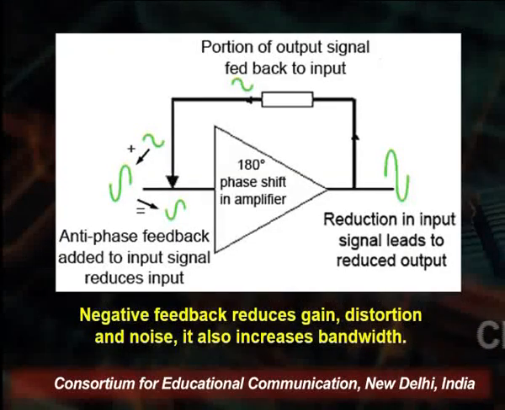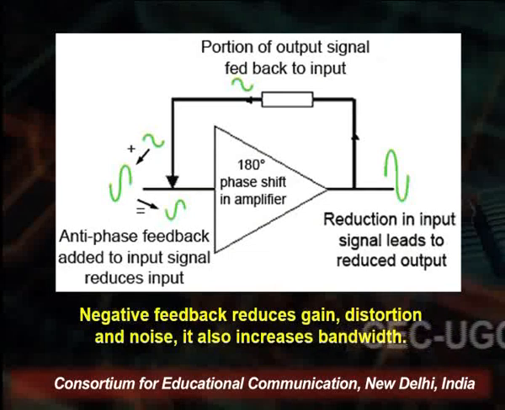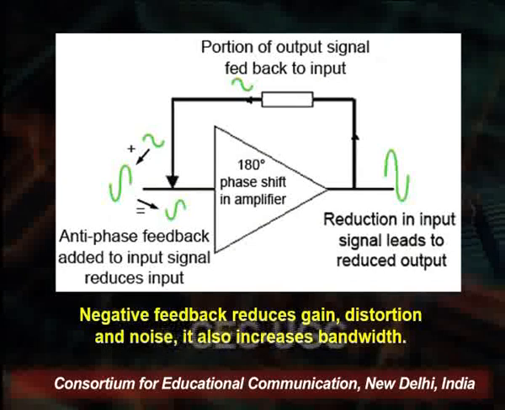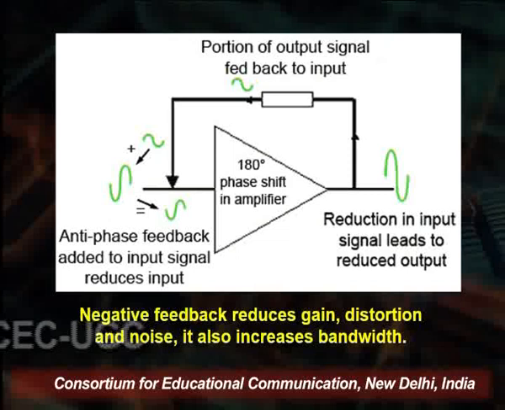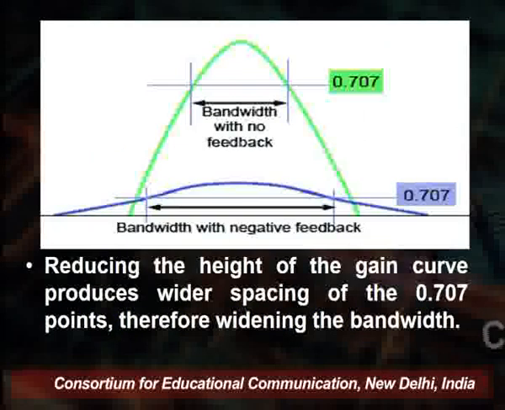So here on the screen we have negative feedback, which reduces the gain, distortion and noise. It also increases the bandwidth. You see on the left hand side we have the anti-phase feedback added to the input signal, which reduces the input, and on the other side it is in phase, so the input signal will increase. So a portion of the output signal is fed back to the input, and the reduction in the input signal leads to the reduced output.